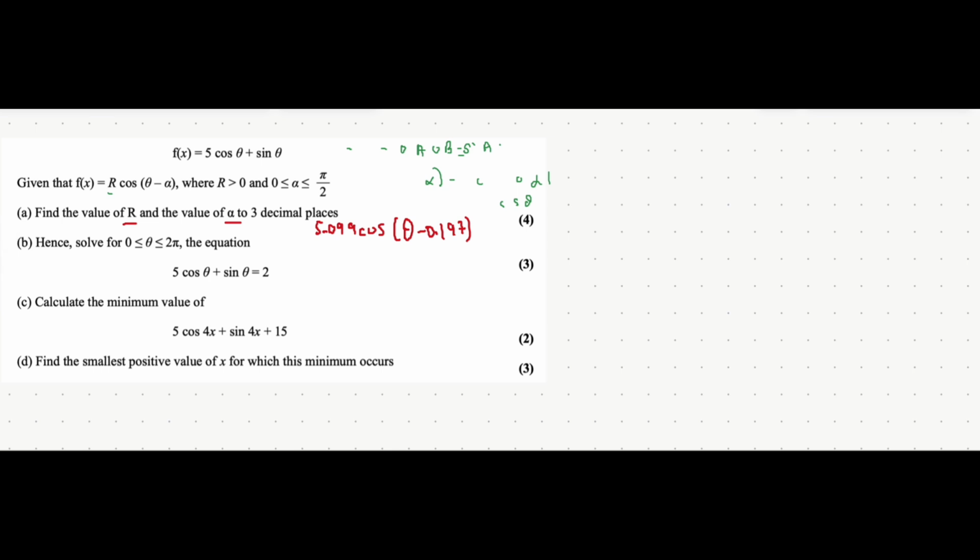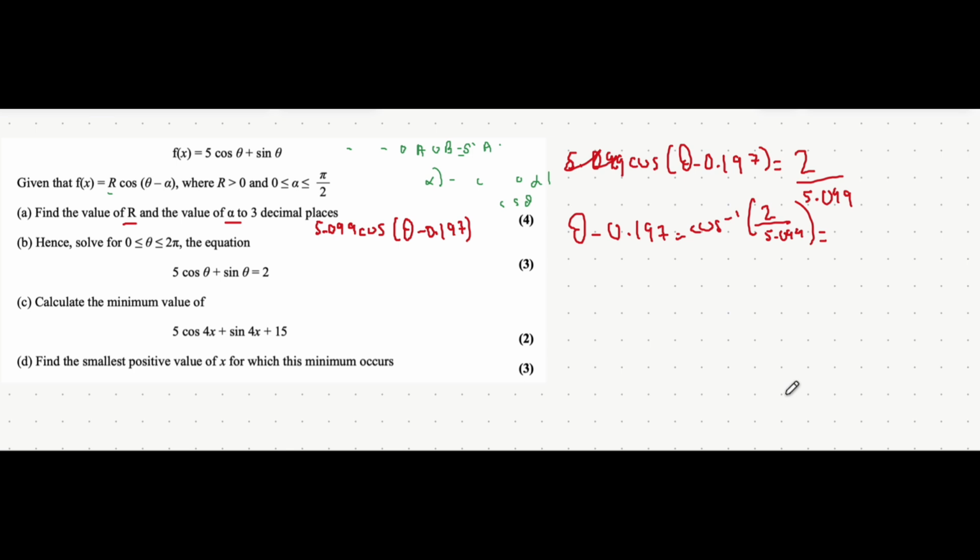Moving on to that next part of the question then. We're going to start by making the expression that we just found, 5.099 cos of theta minus 0.197, all equal to 2. We're then going to divide both sides by 5.099, so let's do that. You can then do the inverse cos of both sides, and when you do that, you get theta minus 0.197 is equal to the inverse cos of 2 over 5.099.